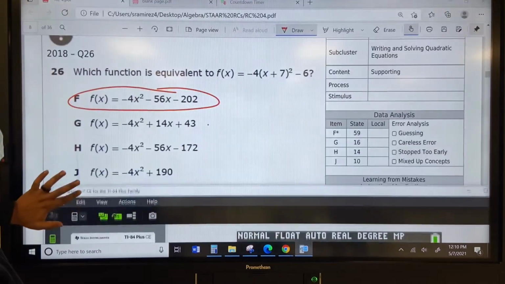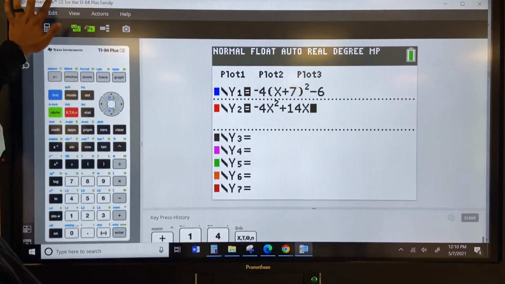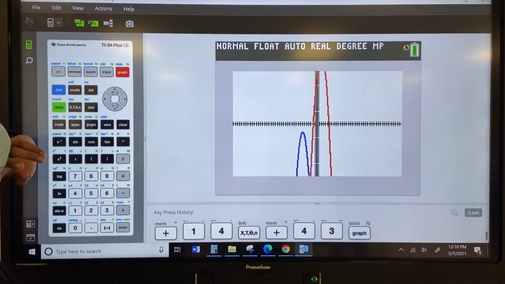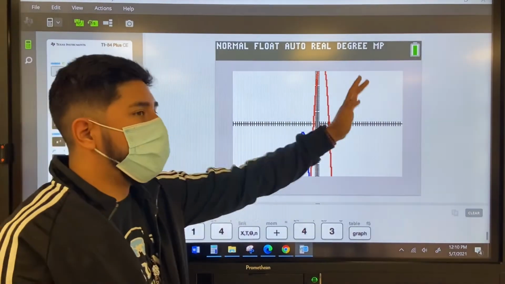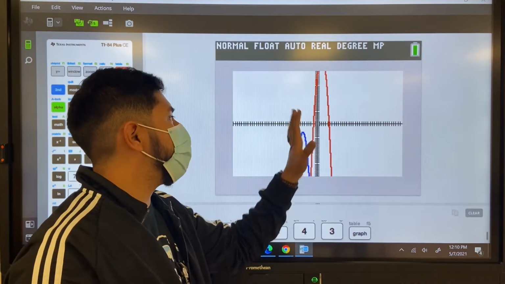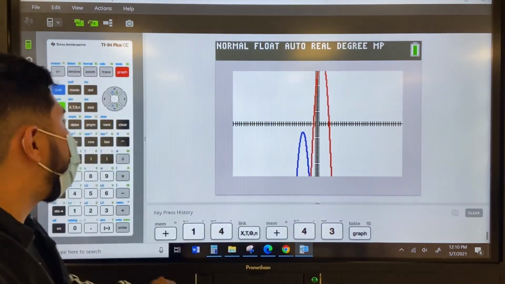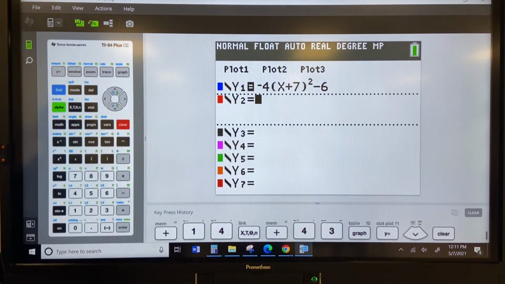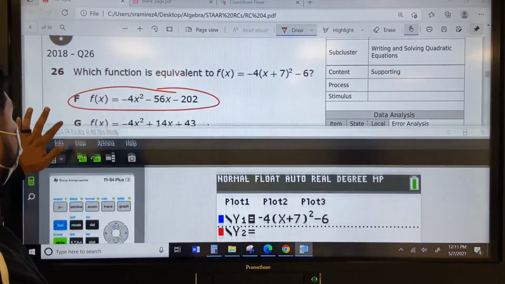X plus 43. Graph it. Boom, boom. Two completely different graphs. This is our question. This was the answer. That's not right. So we go back, clear out the second one. We do the first one.